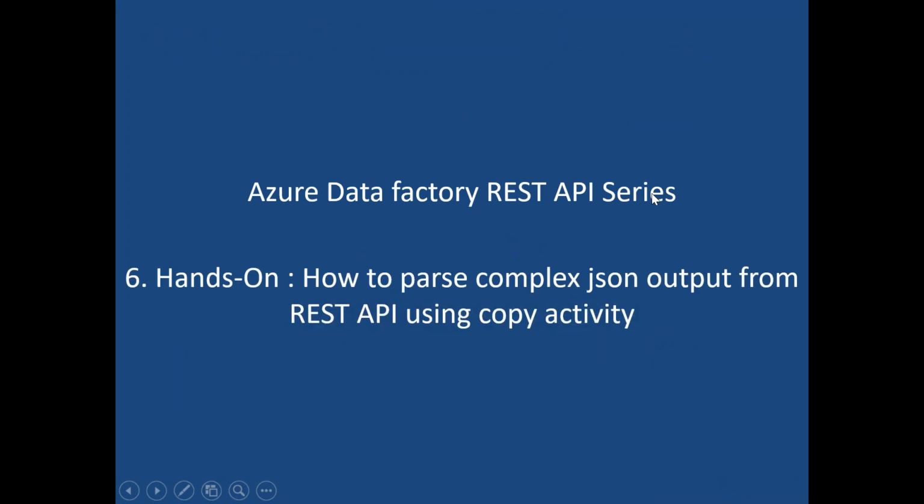In today's session, we will discuss how to parse complex JSON output from the REST API using the copy activity. As we discussed in the previous sessions, once you make the request to the REST API, it sends multiple user records under the data collection. How can we flatten all those user records and create a flattened CSV file? We will see the results in this particular sheet. So we will be using ADF to ingest this process.